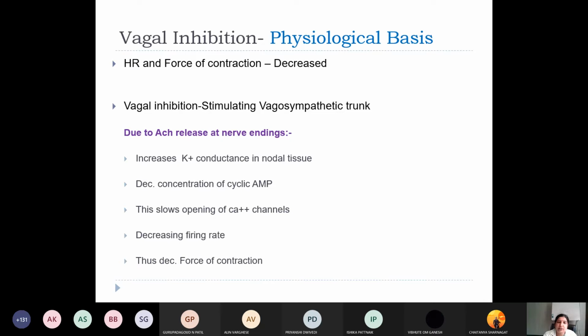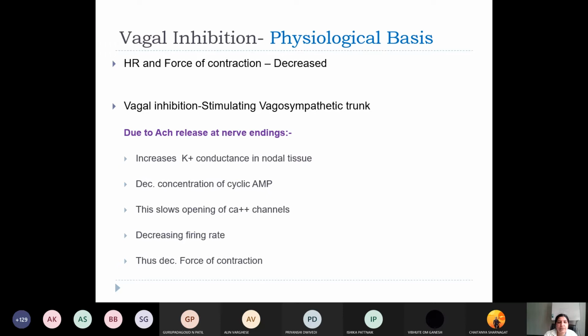This increase in the potassium conductance, the ion permeability at the nodal tissue, results in a decrease in the concentration of cyclic AMP. You know, cyclic AMP is the energy source from which heart muscles derive their energy, and it is a second messenger also. This slows the opening of calcium channels. Whenever there is a decrease in cyclic AMP concentration, that in turn slows the opening of calcium channels.